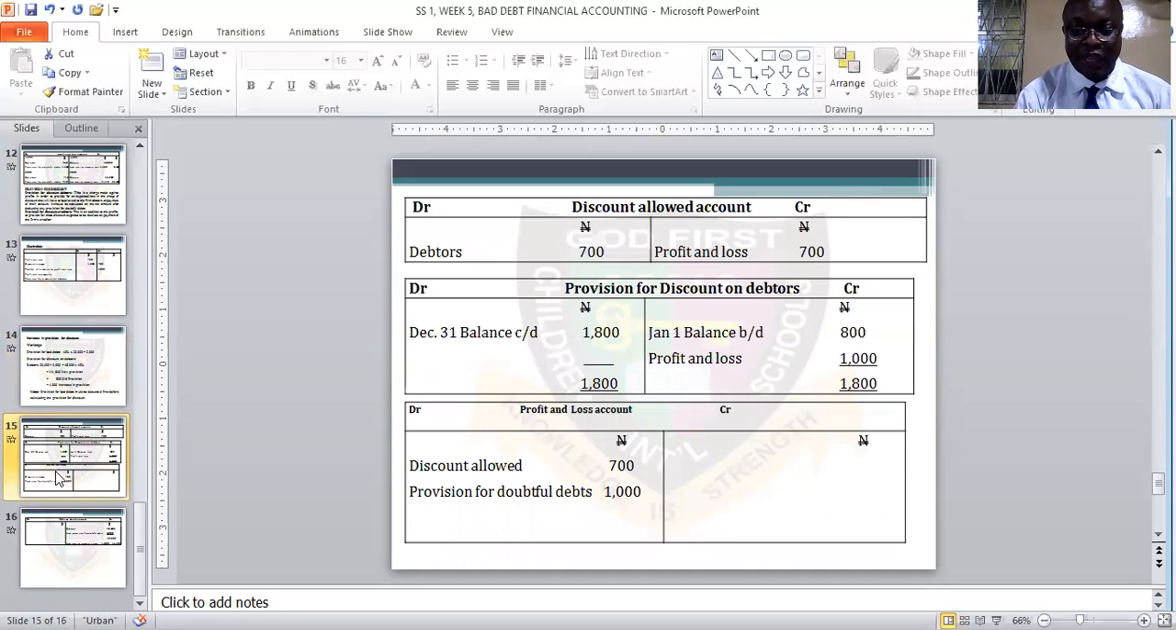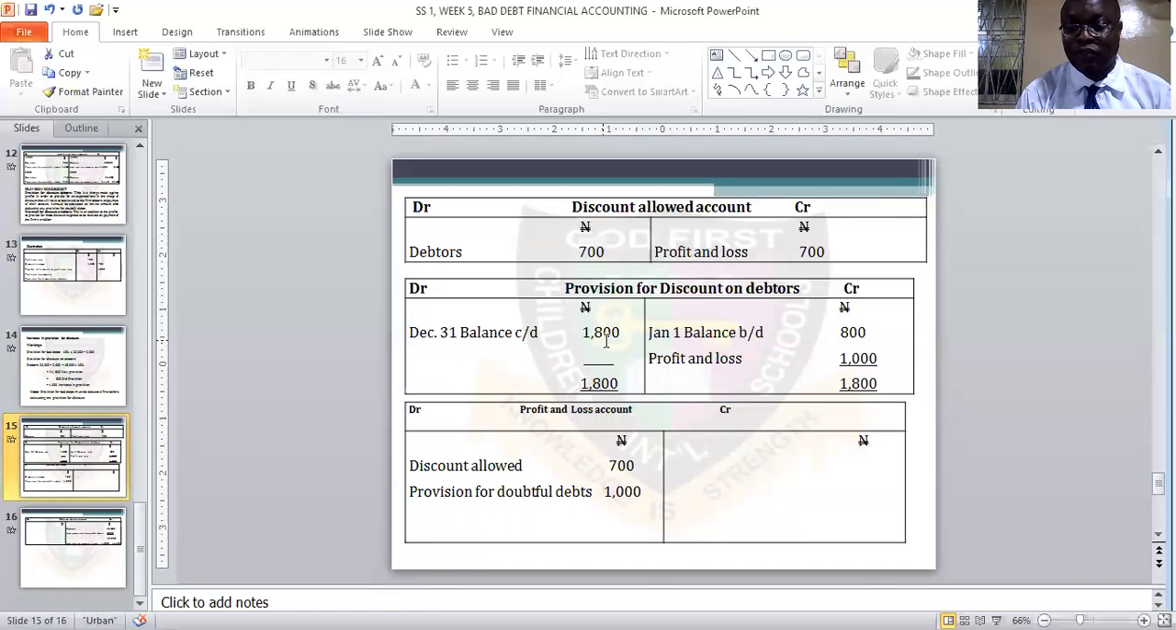This is the discount allowed account. We have 700 naira for debtors. The discount allowed account is the discount on provision for discount given on debtors. The discount received is the provision for discount on creditors. So we have 700 naira. Provision for discount on debtors, 800 naira and 1,800 naira.